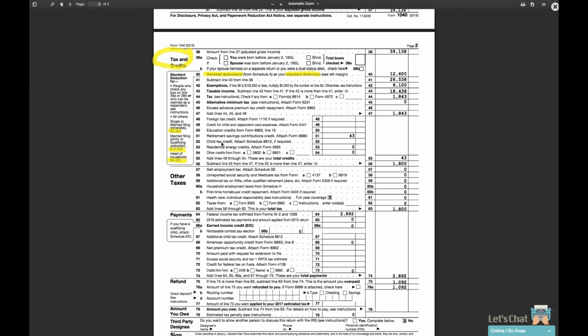And here we go. Line 38 is showing us the income that is going to be taxable. So from here, we're going to talk about a couple of things that are going to help us come up with a taxable income. What's a taxable income? An income that can be taxed.